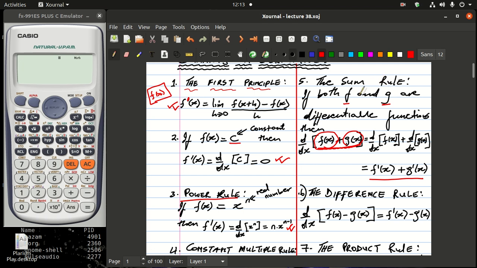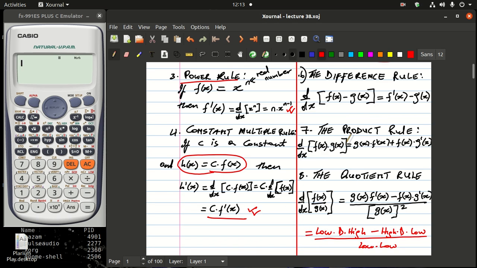As long as you know this function and that function are differentiable, then just take the derivative of this and the derivative of that, and then you sum them up if you want the derivative of the sum of the two functions. The same thing applies when it comes to the difference between two functions.